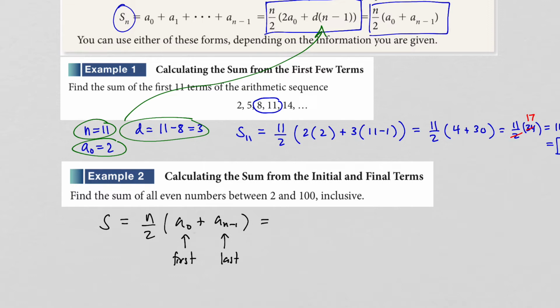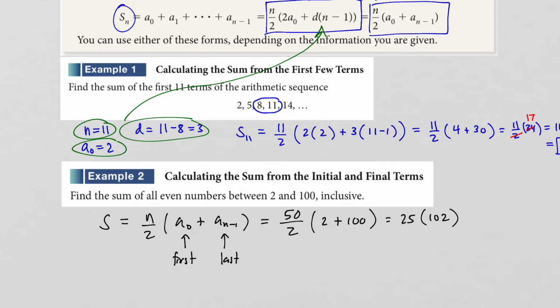So to do this, we need to know how many terms we are adding up. We can see the first number is 2, the last number is 100. The question is, how many numbers are we adding up? Well, we're only doing the even numbers, so that would be 2, 4, 6, 8, etc. And from 2 to 100, it's not too difficult to see that there are 50 numbers that we are adding up. So this is 50 divided by 2 multiplied by 2 plus 100. So this is 25 multiplied by 102.